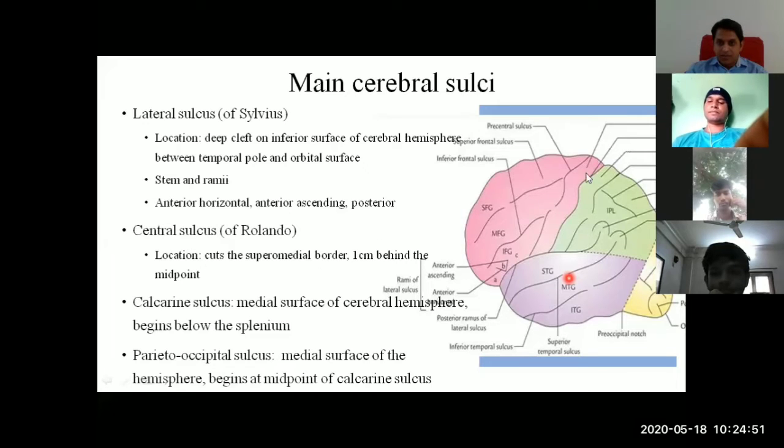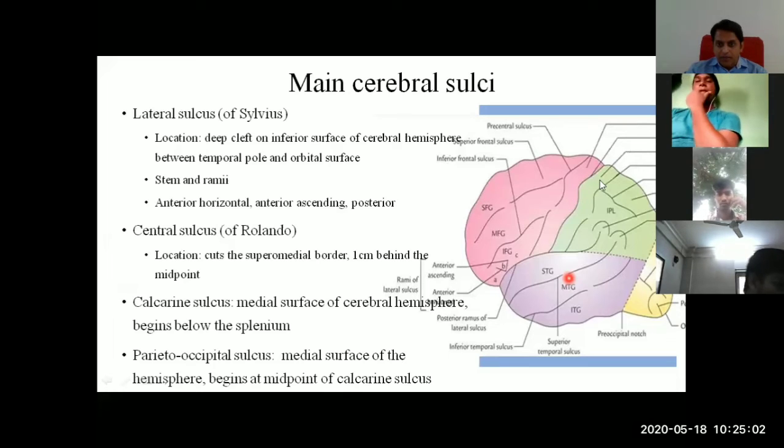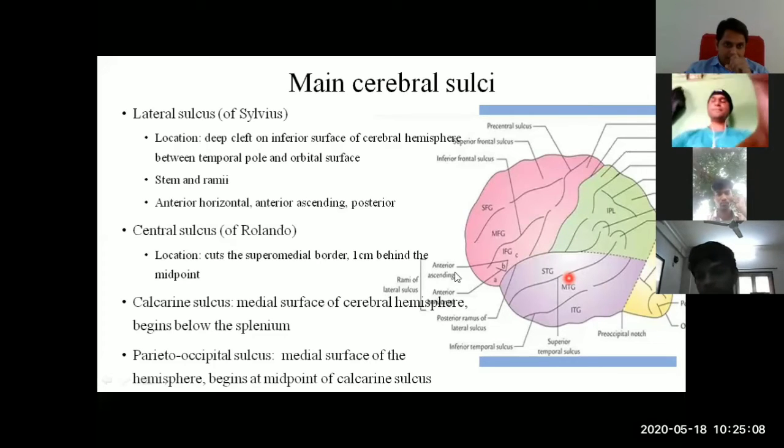Okay, this is about the central sulcus. In front of this central sulcus lies some area, and I said before the central sulcus is the limiting one. So it limits the motor area from the sensory area. The motor area is somewhere here, and the sensory area is this. This is the limiting sulcus.